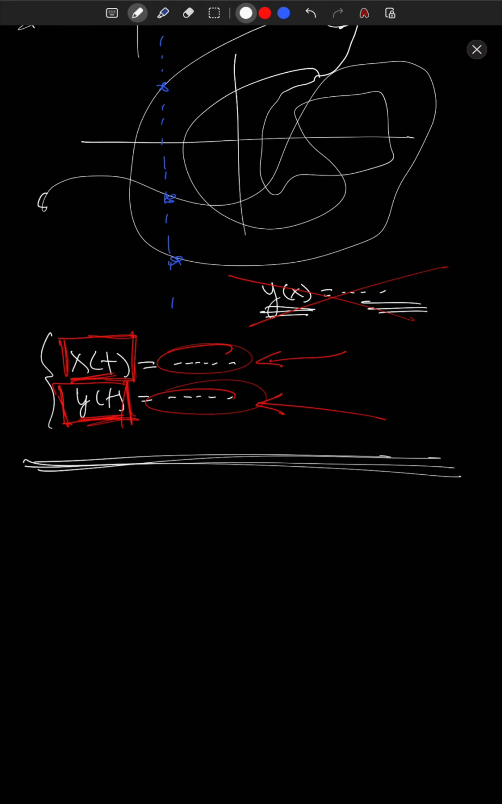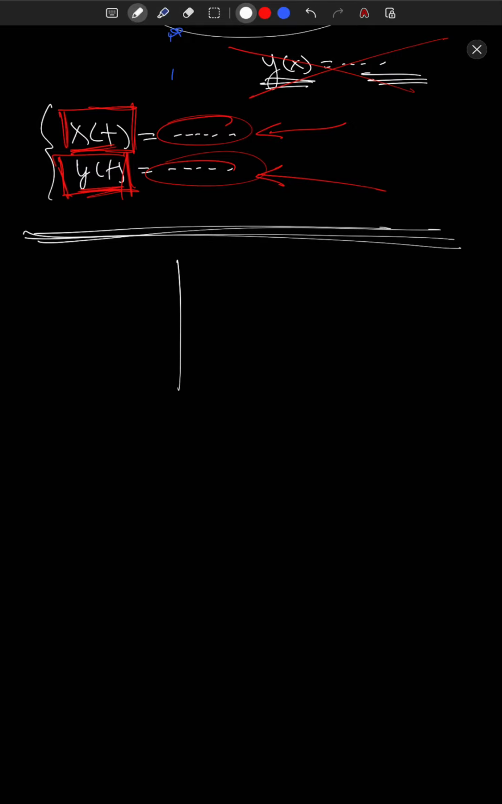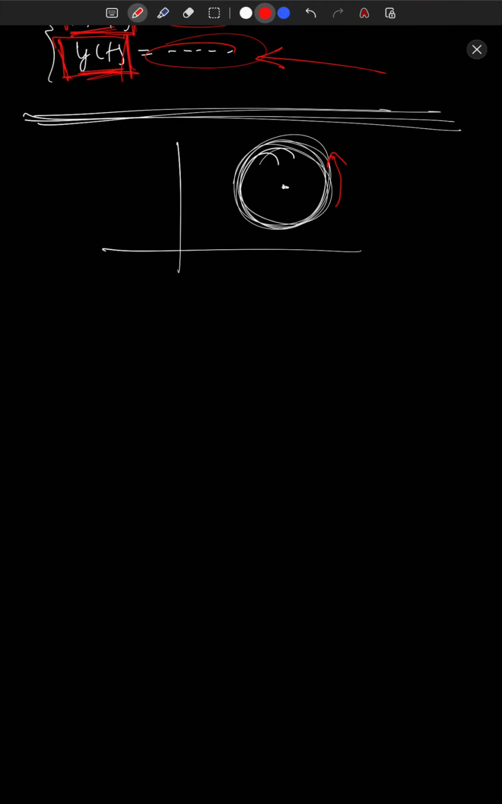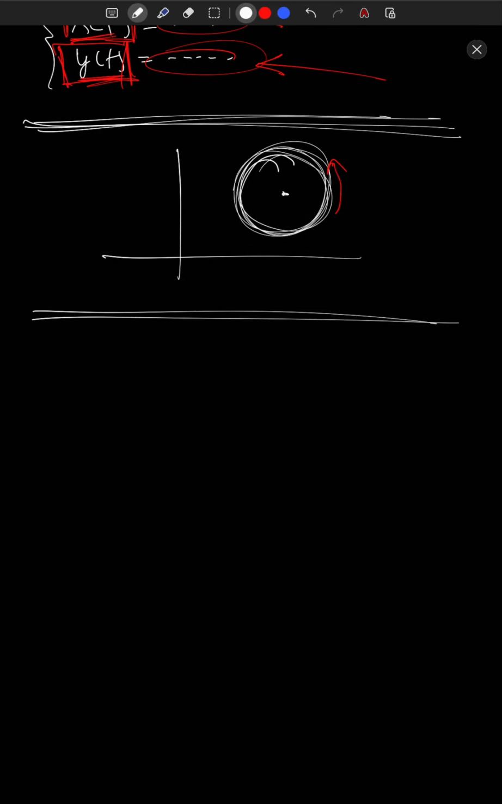Okay, so this is exactly the kind of problem I mean when I say find a parametric equation that describes this circle here, that describes motion along this circle here. All right. So how do we do these kinds of problems? Let's start with the more basic type of problems. So let's try to describe a line first of all.